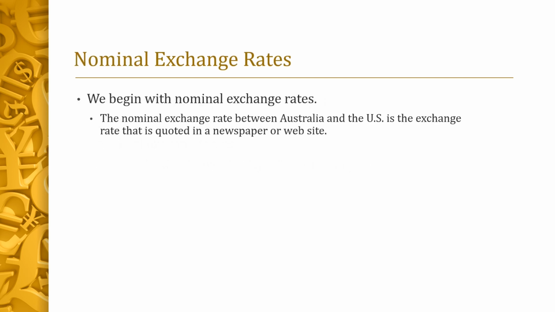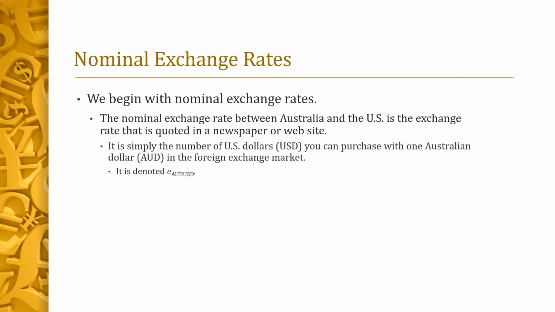The nominal exchange rate between Australia and the United States is the rate that is quoted in a newspaper or website. It equals the number of US dollars that you can buy with one Australian dollar. For instance, in 2016, this rate was about 0.75. This means that one Australian dollar could be exchanged for 3/4 of a US dollar. We denote this rate E_AUD-USD, where AUD is the code for the Australian dollar and USD is the code for the US dollar.